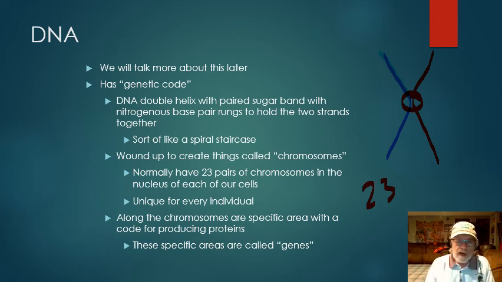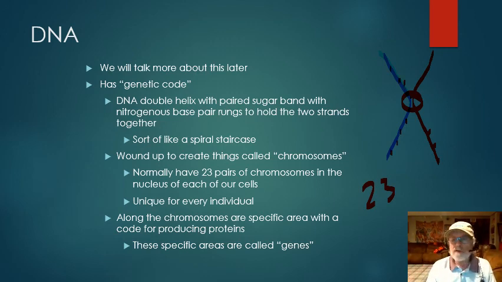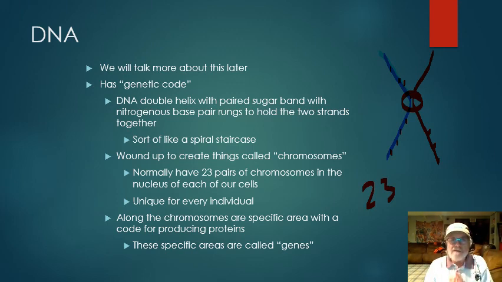Okay, but what happens is along these chromosomes, at little spots all over the chromosomes, are little special areas, and these little special areas are called genes. Now the gene could be only a couple segments long, or it could be really long, depends upon what it's coding for. And these genes are the specific areas on the chromosomes that have that cookbook genetic information as to how to make all these proteins in my body. Okay, and that's what those genes are.